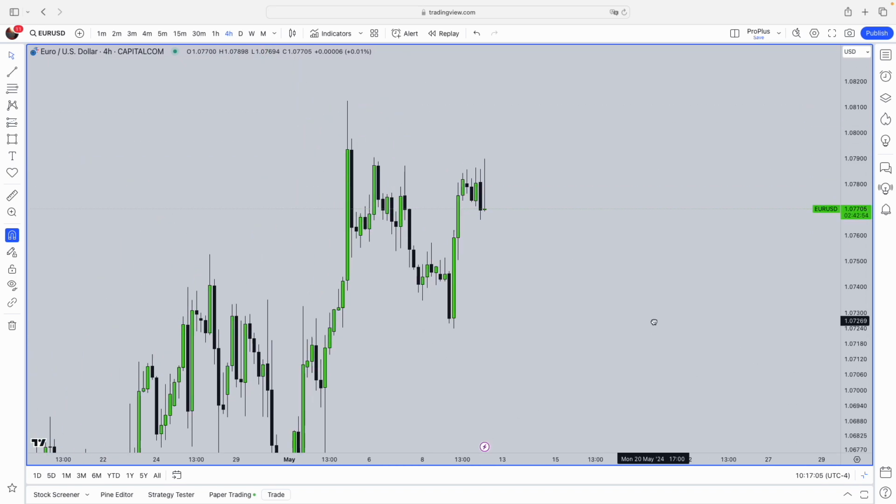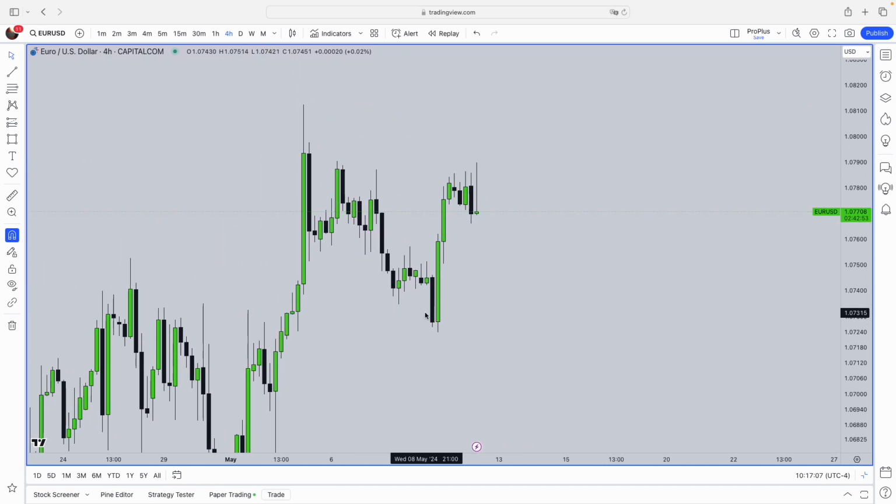But let's take a look at Euro. So we're going to look at Euro during the London session and the New York session using the 4 hour, 1 hour to determine my bias for that session, and see if there's any potential trade setups for myself.